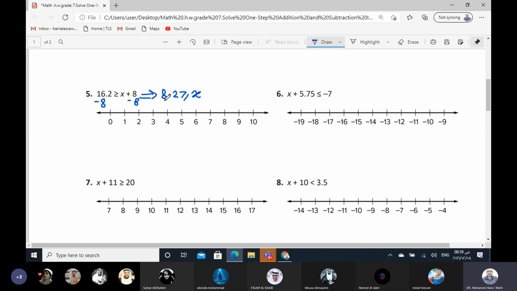So represent 8.2. This is 8. 8.2 will be approximately here. Here we have equal in the sign. So draw a shaded circle here. Then x less than or equal 8.2. Less than means go to the negative side. So the arrow to the negative side, to the minus infinity. This is the area of the solution.